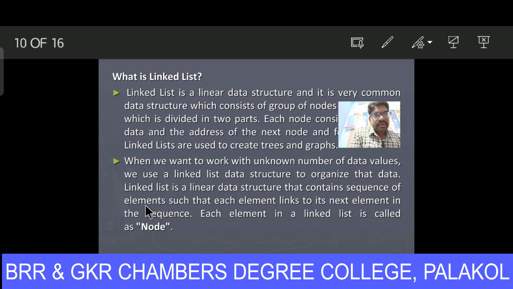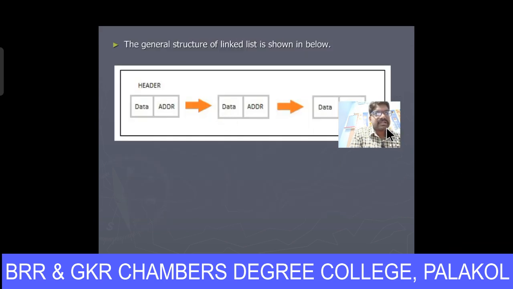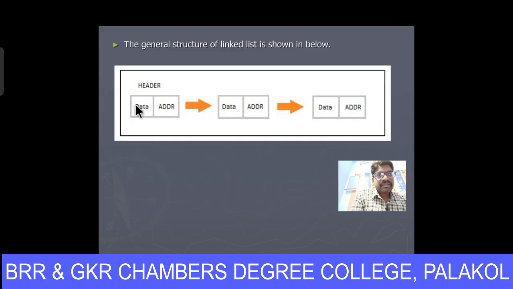Okay, so a linked list is a linear data structure that contains a sequence of elements such that each element links to its next element in the sequence. Each element in a linked list is called a node. So what is the node here? This is the node, which contains 2 parts: one is the data part and the next one is the address part. The address part contains the address of the next node.